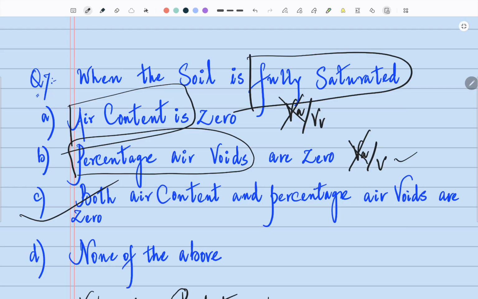All right, so when the soil sample is fully saturated, there will be no air phase. Percentage air voids is a ratio between volume of air to the total volume, and air content is a ratio between volume of air to the volume of voids. Since they contain volume of air in their numerators, both will become 0 when the soil is fully saturated. There will be no air phase. So option C is the correct option. All right, moving on to the next question.